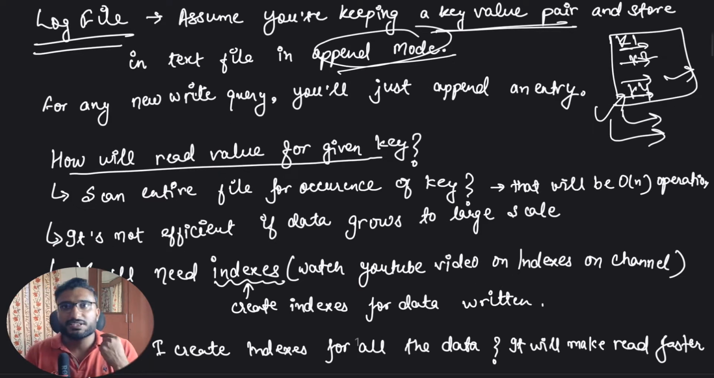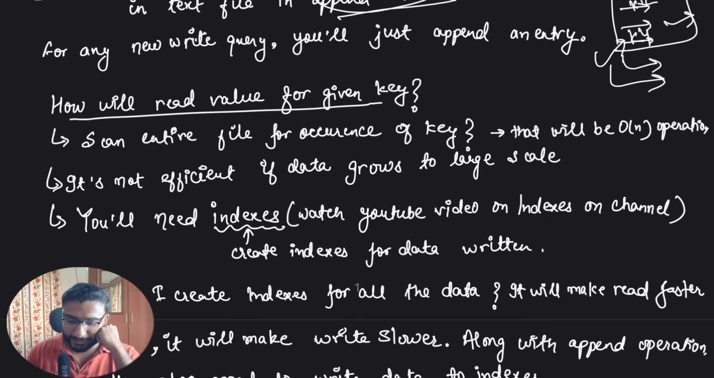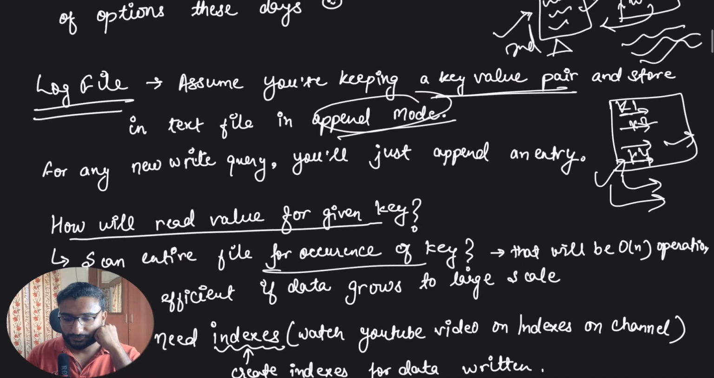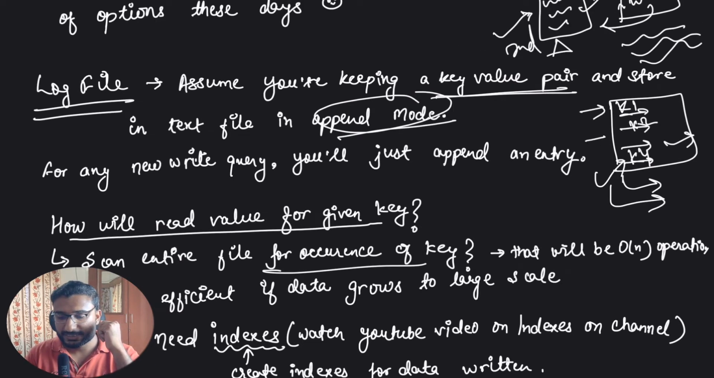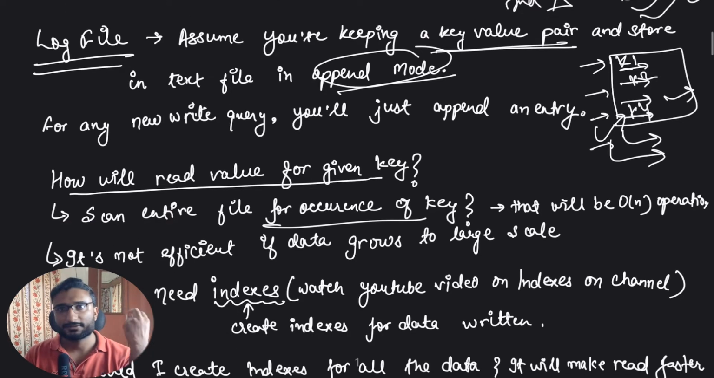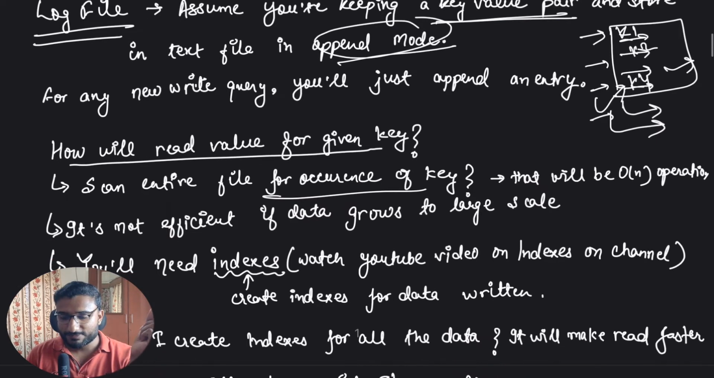Now, how will you read the data for a given key, once we have stored data only in append mode in this log file? Okay, we stored it, now we have to read it: storage and then retrieval. So how will you read this data? Scan the entire file for an occurrence of the key. What you can do is scan the entire file, start from the first pointer and keep reading to find where your key exists, and once you find the key, return it along with the value. Understood? So this can be the basic operation.